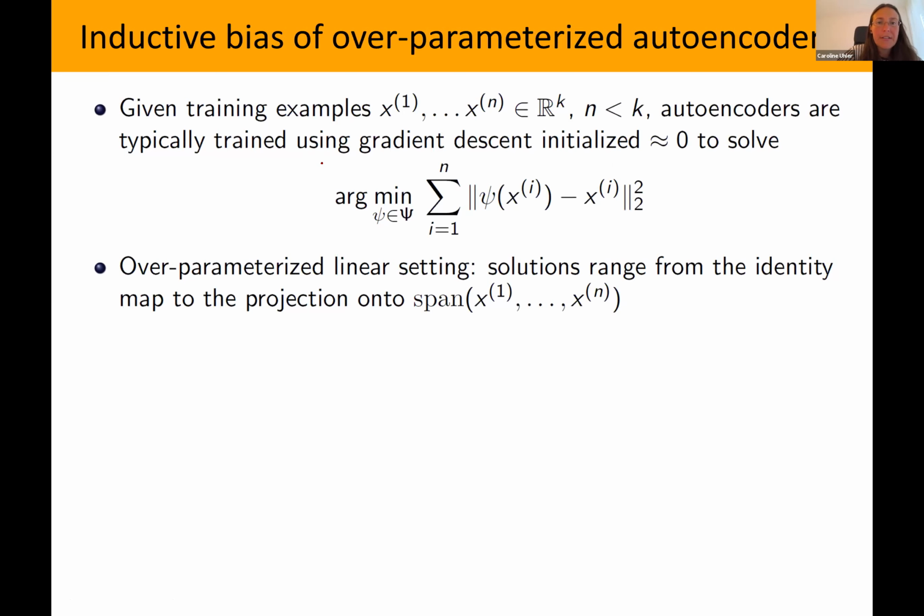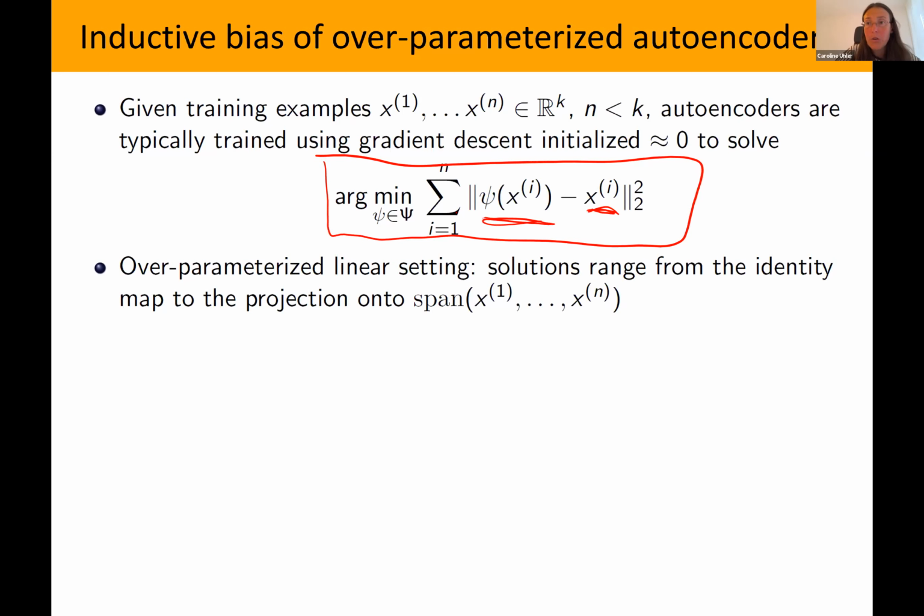So the autoencoder learns this. It tries to minimize, this is what you put in, and this is what comes out, and you try to have this reconstruction be as good as possible. So now we're minimizing the reconstruction error on my n training examples. Now, this is over-parameterized, so definitely I can get zero training error. So the question is, what is actually the function that this autoencoder learns? There are many functions psi here that can give you zero training error. So there are many solutions. The question is which one is actually the one.